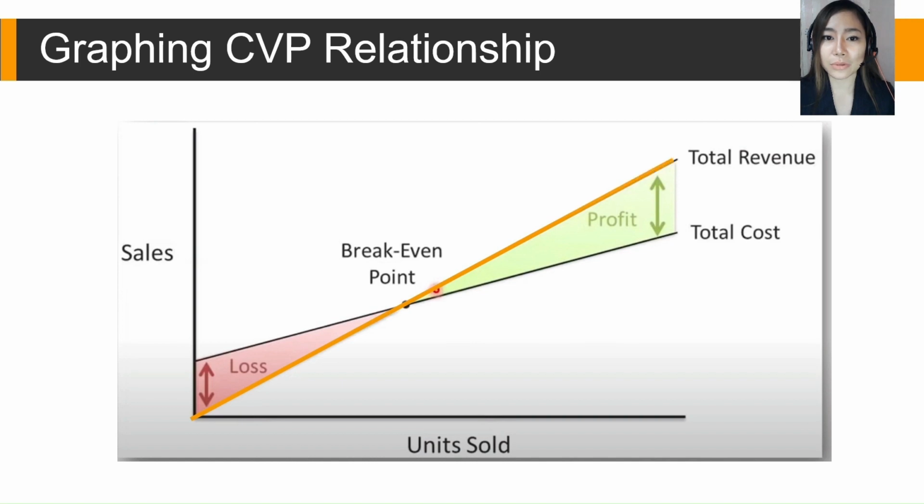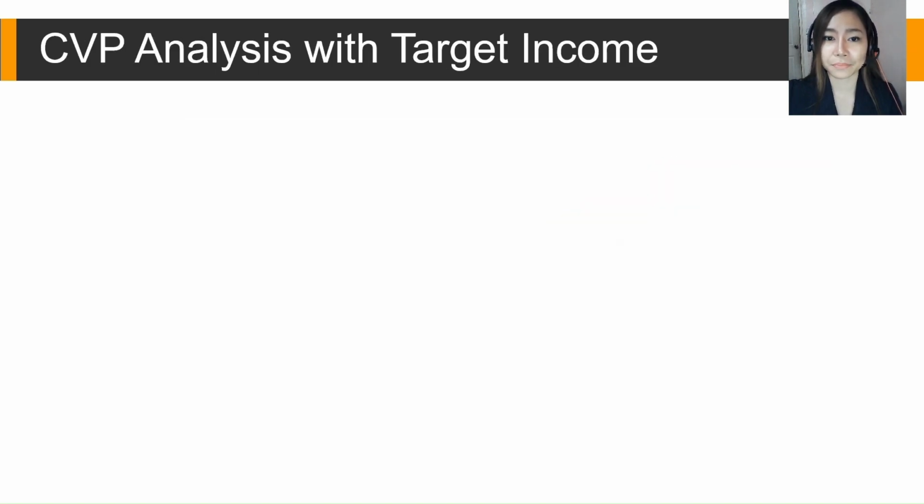The total revenue starts at 0, and as your sales increase, the line increases at a linear rate. However, the total cost line does not start at 0 because we have the concept of fixed cost. Whether you produce or not, at every level of production you will incur fixed cost. So in graphing the CVP relationship, the point where they meet is the break-even point, and below the break-even point is the loss area, and above is the profit area.